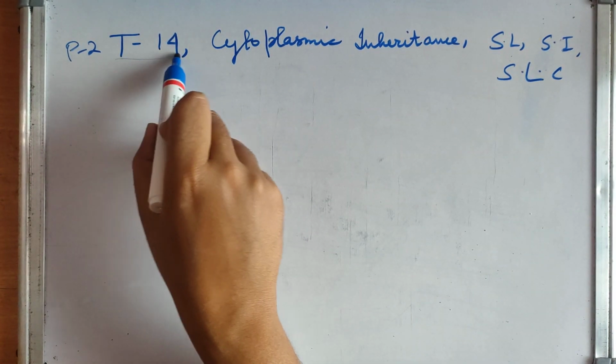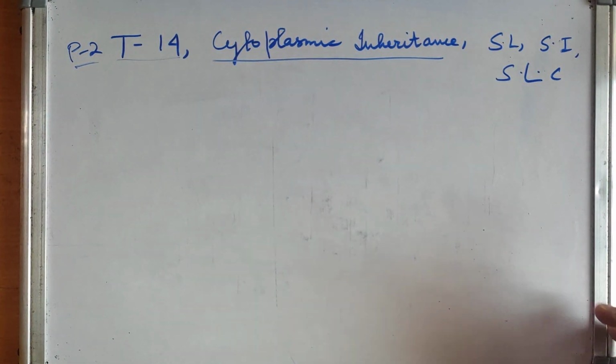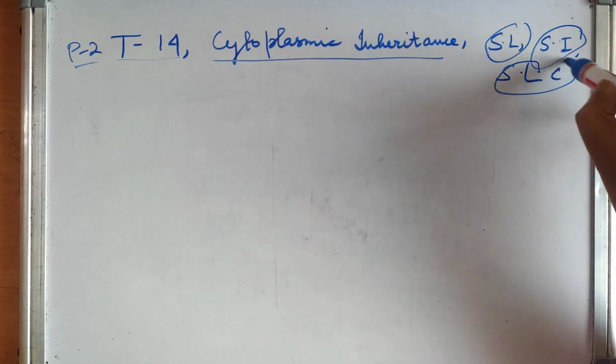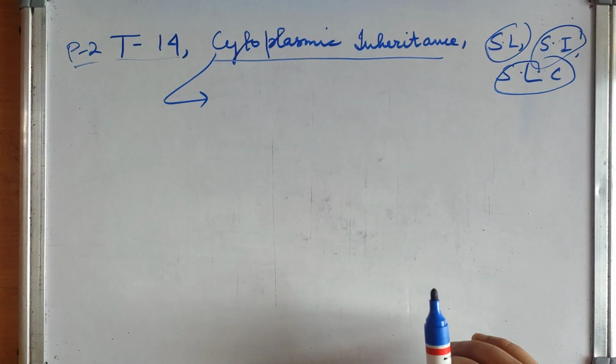So today we are going to do topic 14 of paper 2, that is cytoplasmic inheritance, and here we will also do sex linked, sex influenced and sex limited characters. So first we will see what is cytoplasmic inheritance.